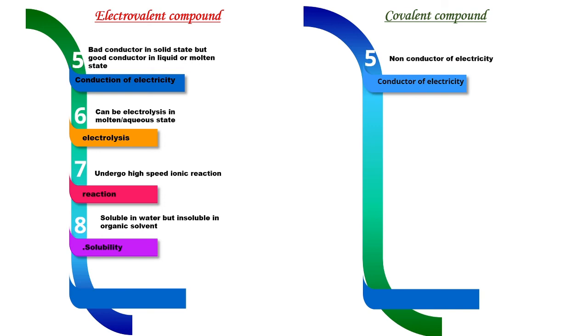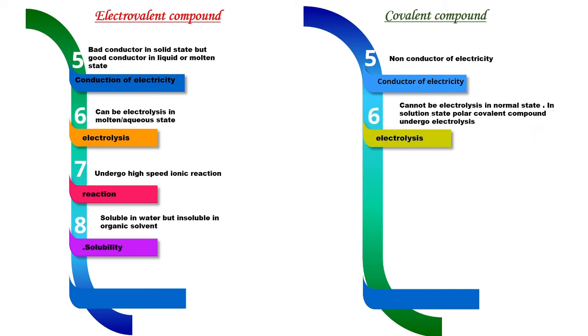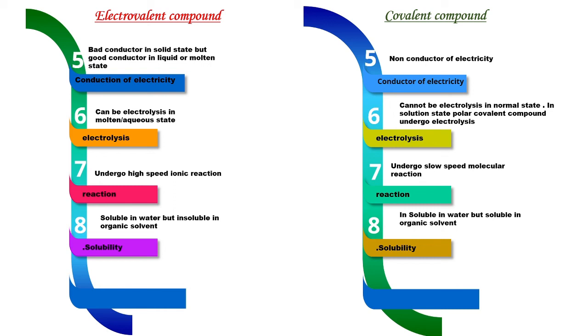In case of covalent compound, they are bad conductors of electricity because of weak force of attraction. They cannot be electrolyzed in normal state, but if some polar covalent compounds are used in aqueous state, they can easily be hydrolyzed because they break down into respective ions. They undergo slow molecular reaction because covalent bonds are first broken and then new bonds are slowly established. Therefore, they have a slow speed.